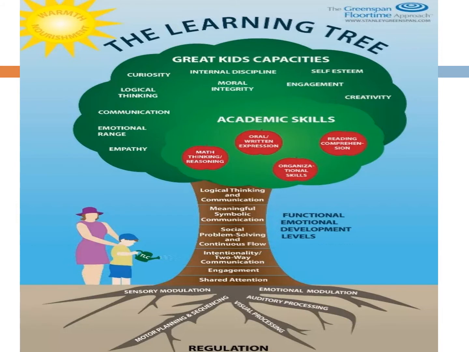Here you see the learning tree. The roots symbolize individual processing capacities. The soil symbolizes the nurturing intervention. And the trunk will be more like the different levels of thinking, more like developmental levels of function, emotional. And the branches are academic skills, which is what makes the child an individual.